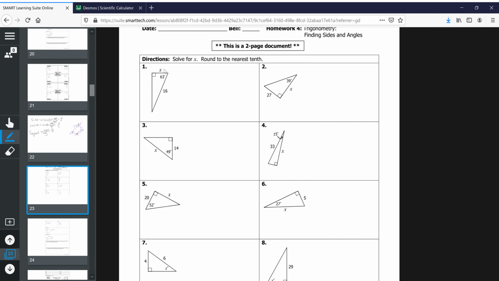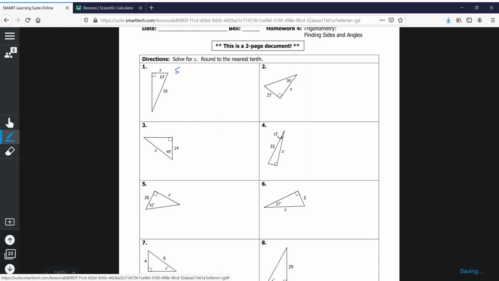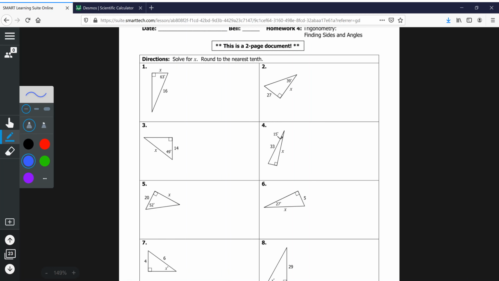So I'll do number 1 to reinforce what we were just talking about. Somebody pick a color. Anybody? Green, purple, blue. Blue sounds good. Okay. So I take the sine, or sorry, I always just choose sine. We have to figure out which operation we're going to use: sine, cosine, or tangent.